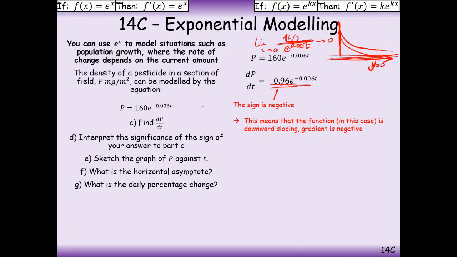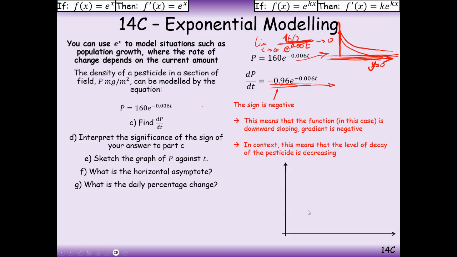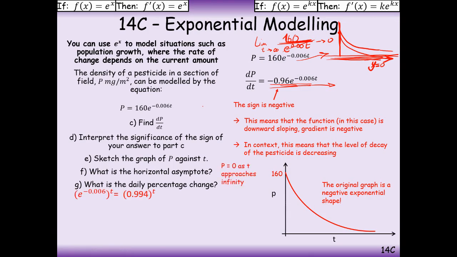So it has a negative gradient, and the negative sign is telling us that basically the function is downward sloping. The gradient is negative. In this context, it means that the level of decay of the pesticide is decreasing. It is downward sloping, but it's falling at a decreasing rate. If you graph this, this was the graph for that, which I have down here. The original function looks like so, and I just answered the next part for you as well, where it says what is the horizontal asymptote of the function. I just proved that it will approach zero.